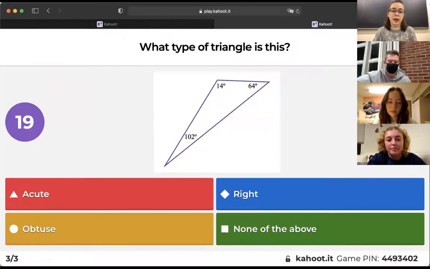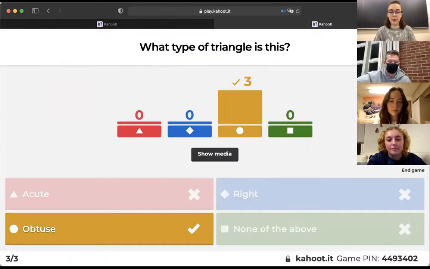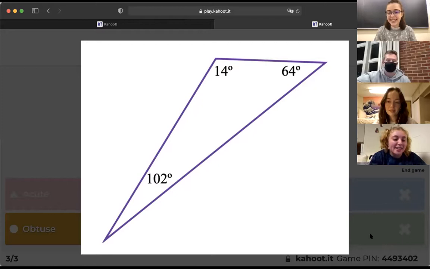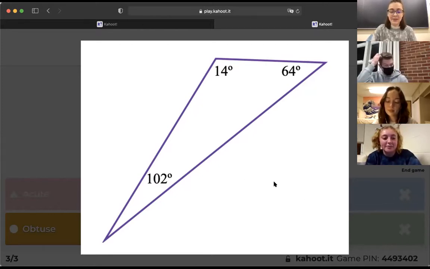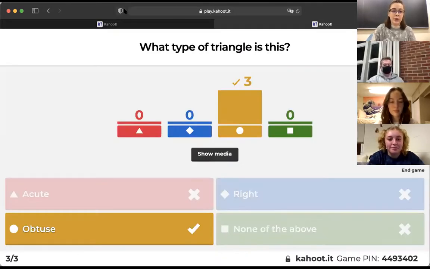So which type of triangle is this? And it is an obtuse triangle. And who remembers what our obtuse triangles are? An obtuse triangle has one angle greater than 90 degrees. Yep, and we can see that it's our bottom left one that is greater than 90 degrees.